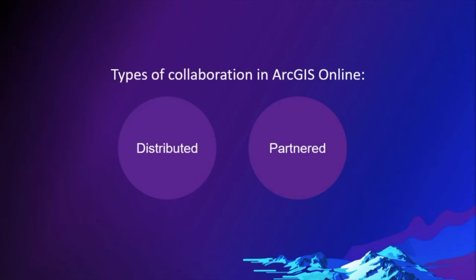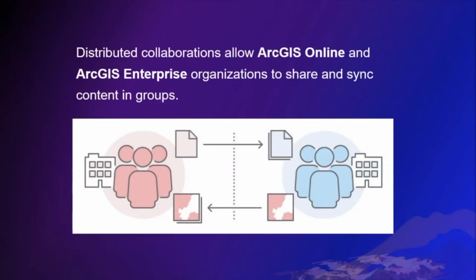So to get started, there are two types of collaboration in ArcGIS Online, distributed and partnered. Released in 2017, distributed collaborations allow ArcGIS Online and ArcGIS Enterprise organizations to share and sync content in groups. In this type of collaboration, only one ArcGIS Online organization can be involved, and they are the host. Multiple ArcGIS Enterprise organizations can participate as guests. When content is shared to a group, each organization gets their own copy of the content and it is synced on scheduled intervals.